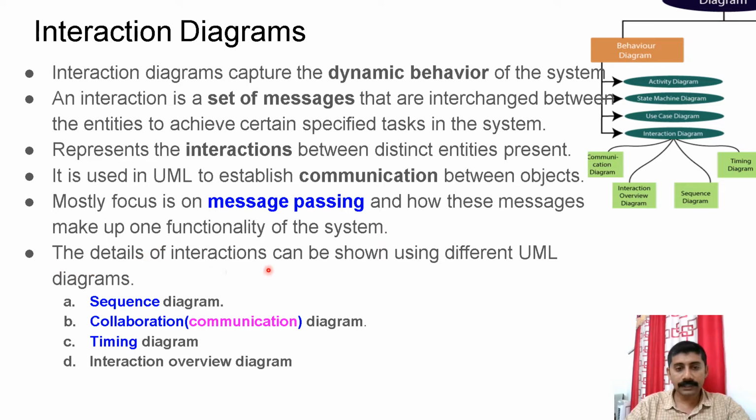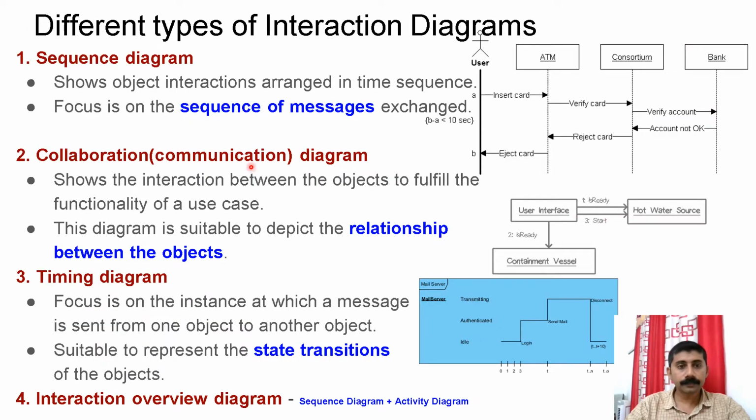The details of interactions can be shown using different diagrams. So under interaction diagrams, there are multiple diagrams. They are sequence diagram, collaboration or communication diagram, timing diagram, and interaction overview diagram. Let us look at the different types of interaction diagrams.